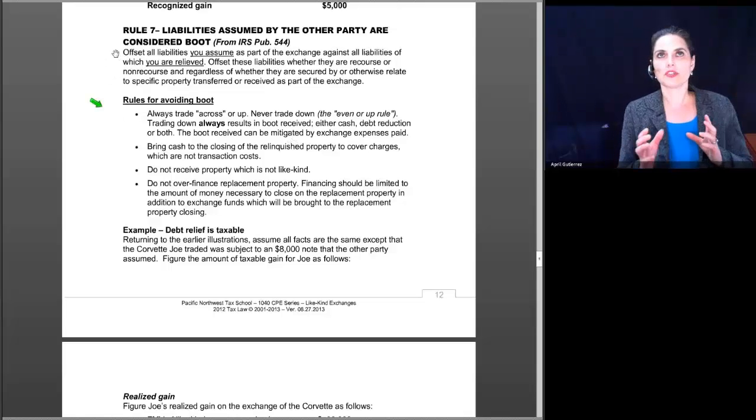So you're dealing with a situation where you have property that you're trading. Let's just suppose it's real estate. Most people have real estate, or a large percentage of people who own real estate have a mortgage on that real estate. So if you're going to be doing a like-kind exchange involving real estate, odds are that there's a mortgage that's going to get paid off in there somehow.